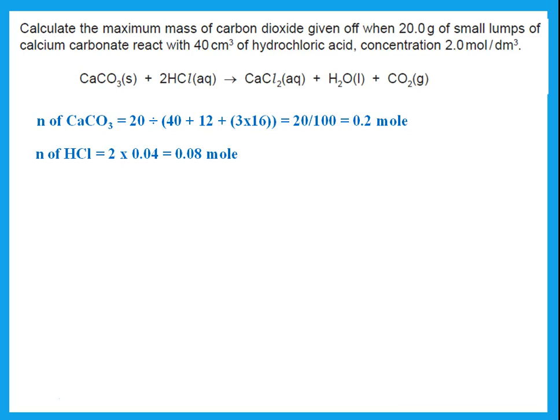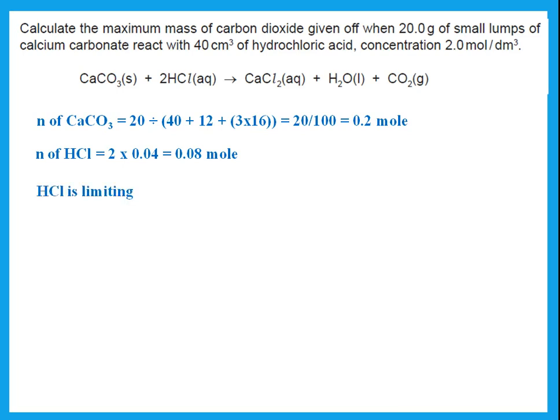What does the equation tell me? The equation says that the number of moles of HCl should be twice that of calcium carbonate. Is it twice, or more than, or less than? The number of moles of calcium carbonate is 0.2. The number of moles of HCl is 0.08. So actually, it is much less. The number of moles of HCl is much less than what it should be. Because if I have 0.2 mole of calcium carbonate, I will need only 0.1 of HCl. I have less than 0.1. So that is the limiting reagent. So that is the one that I should use to calculate whatever he's asking for.